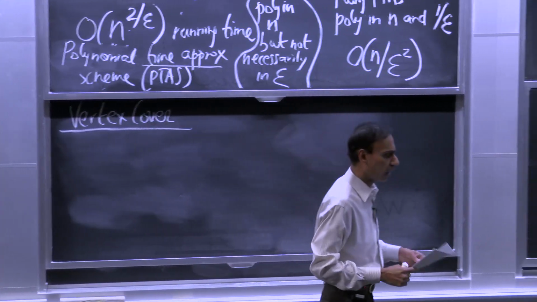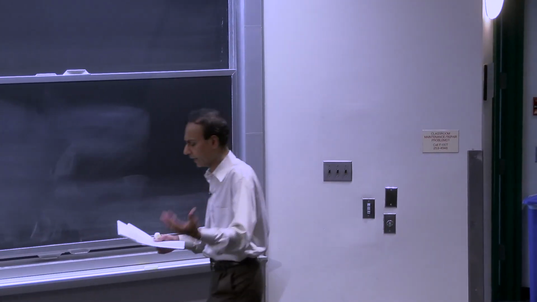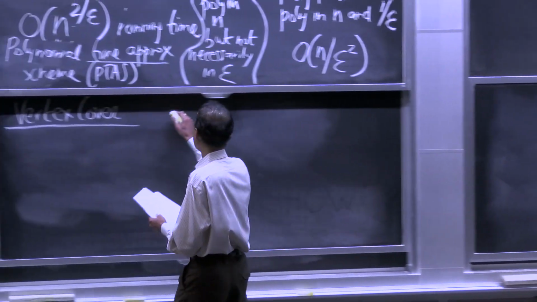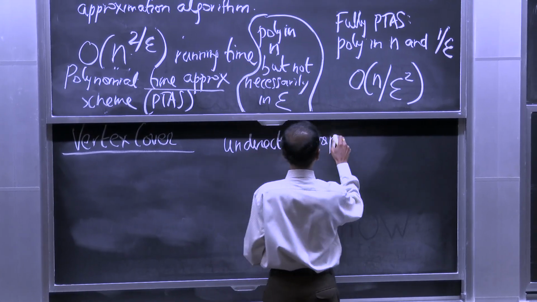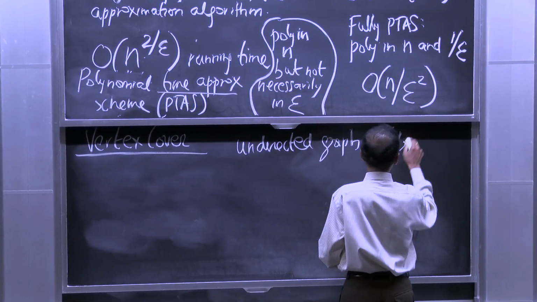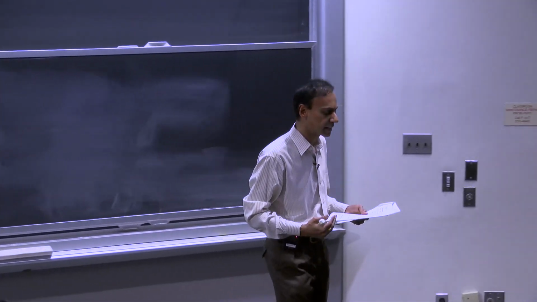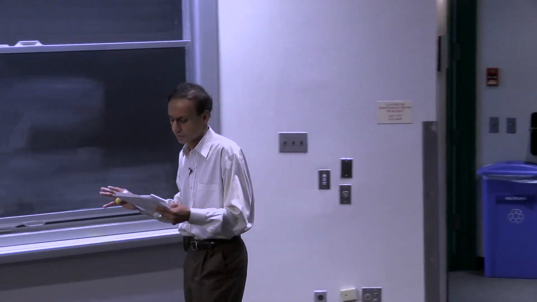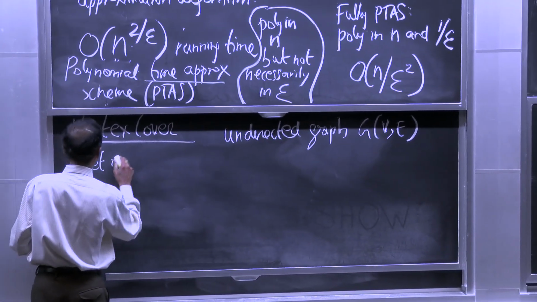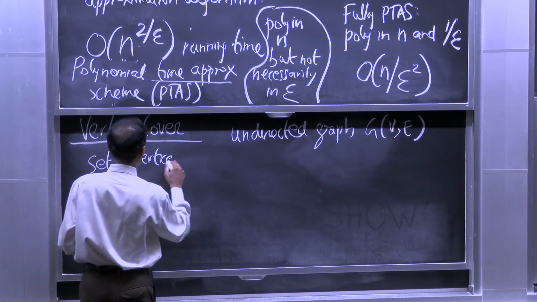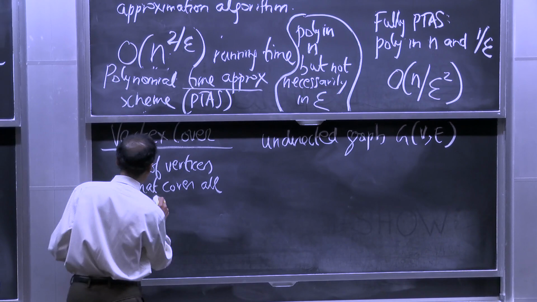Talk about a particular problem, a very simple problem. What you have is an undirected graph, G = (V, E), and all we want is a set of vertices that cover all of the edges. What does it mean to cover?